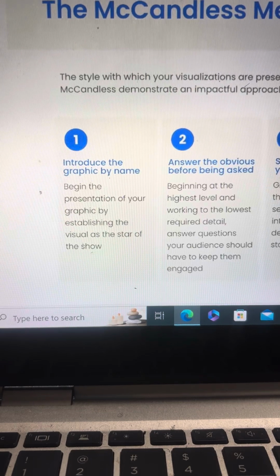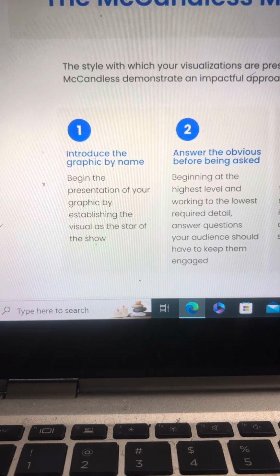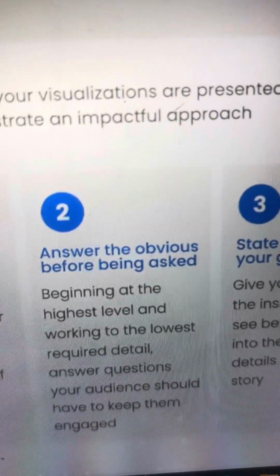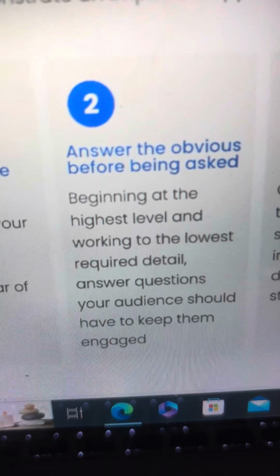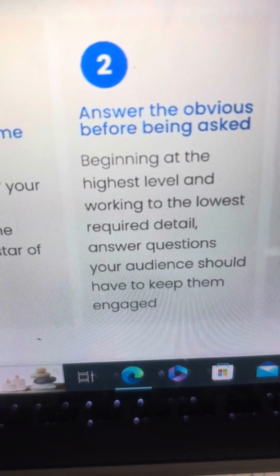If we just ignore the fact that we have different colors in our charts and start going on to try to tell them the insight, they're not going to follow with us, because they're still trying to figure out what the colors mean and what the size is. So we answer those questions right away.